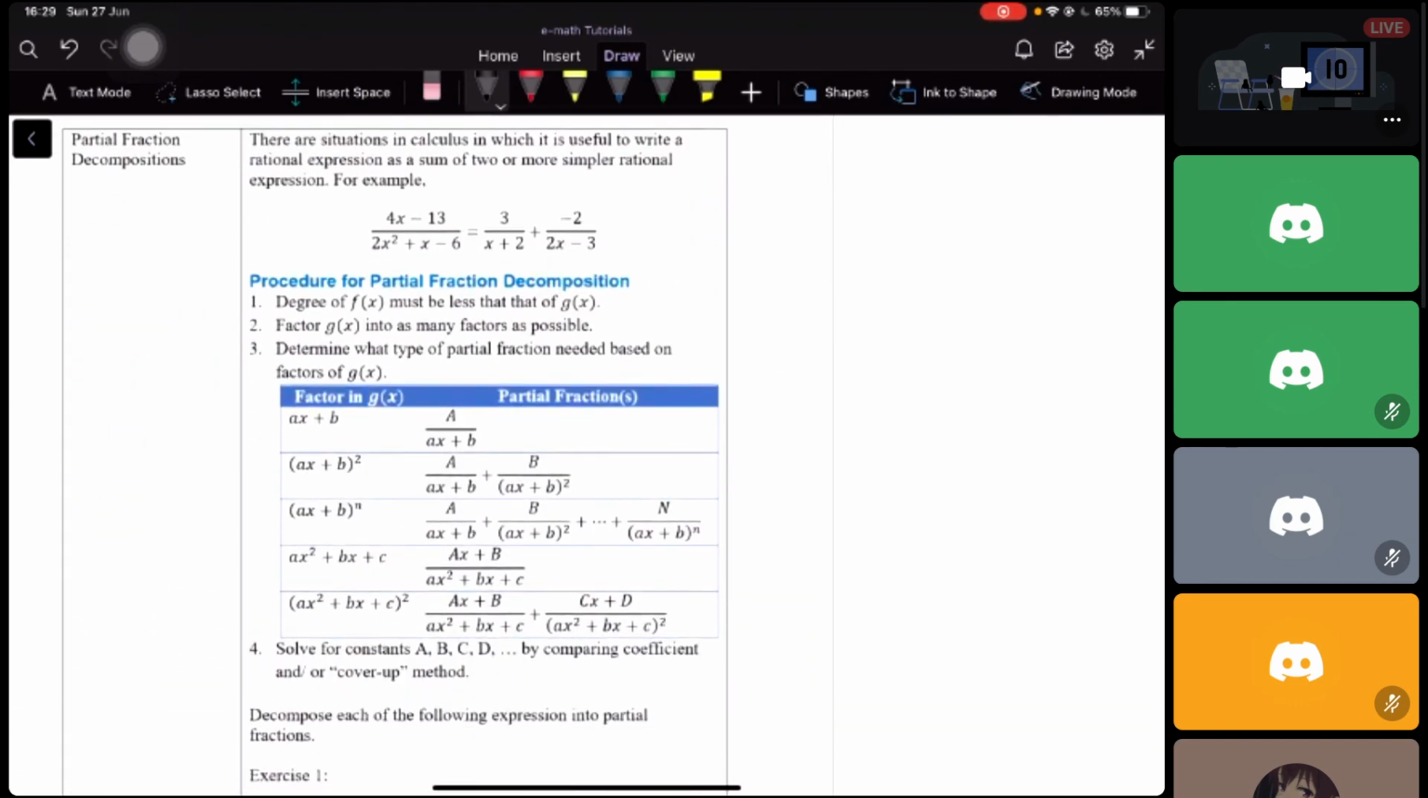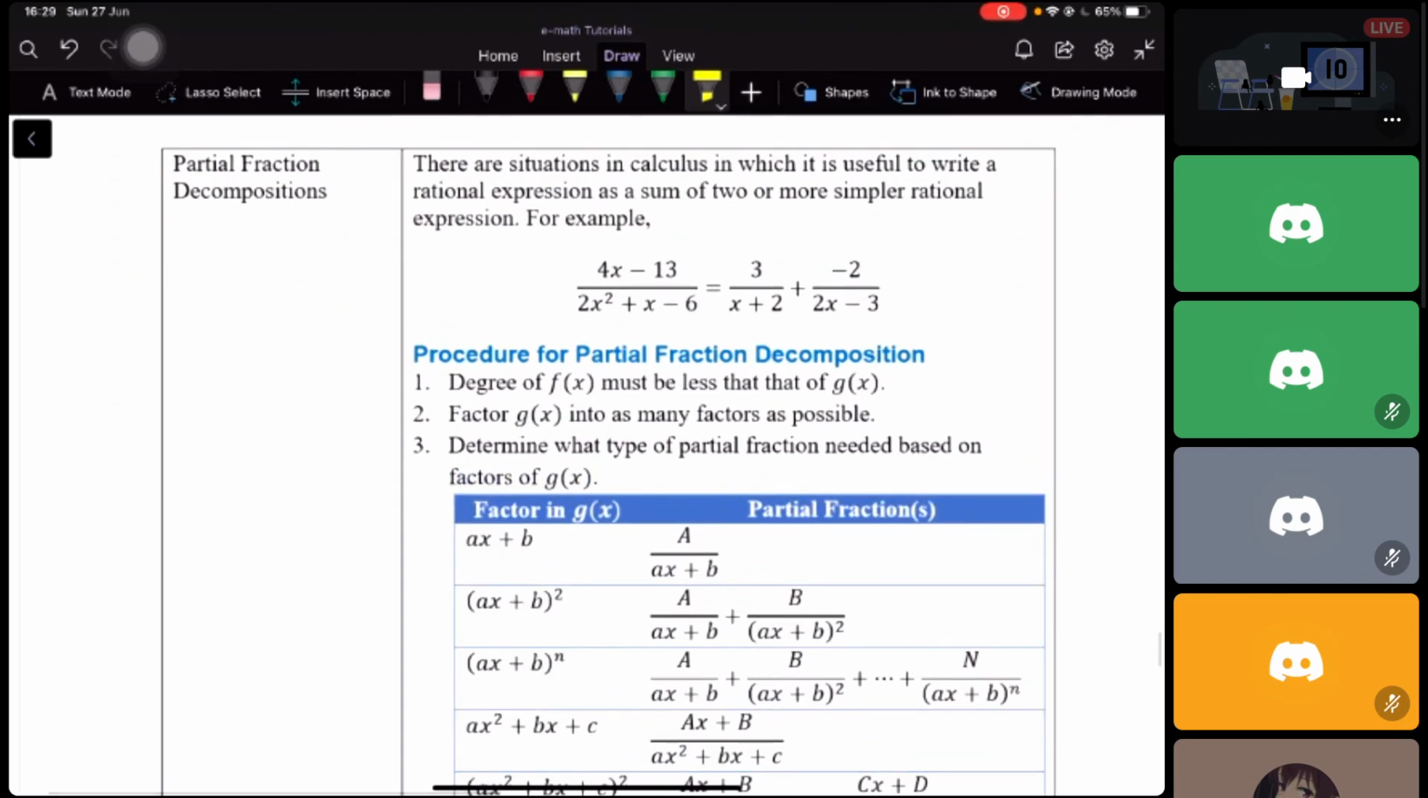Okay, last part of today's class, partial fraction decomposition. I'm not sure how many of you have heard of the term partial fraction. But basically, partial fraction is like these two fellows here. It's like you break a whole piece of rational function into simpler rational functions.